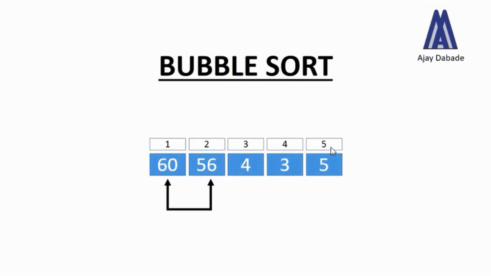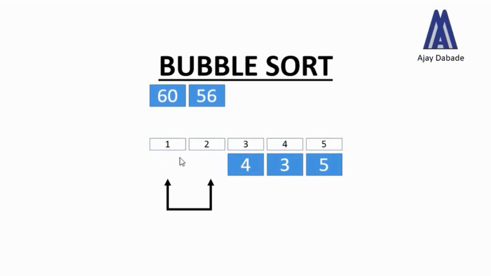So in bubble sort, we do the sorting or comparing of numbers in the form of bubbles. That is, first we will compare positions 1 and 2, that is 60 and 56, and then positions 2 and 3, then 3 and 4, and then 4 and 5. So these are the position numbers, how we are going to compare. We do the comparison in the form of bubbles, so it is called bubble sort.